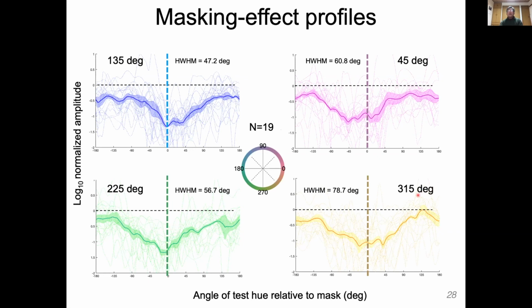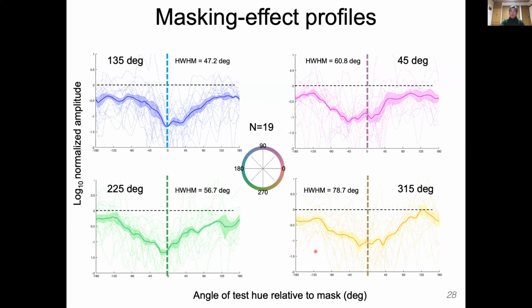And it seems like the bandwidth of the masking effect is much broader than we expected at the beginning. If we fit this curve with a circular Gaussian function, the half width at half maximum was about 60 degrees for the 45-degree condition. The 135-degree condition shows slightly narrower bandwidths, but it still showed much larger bandwidths than we expected.